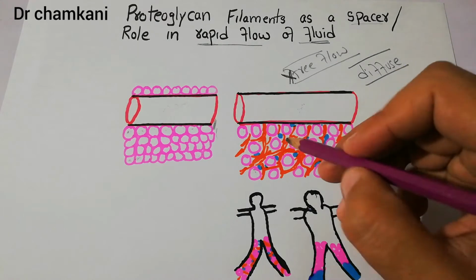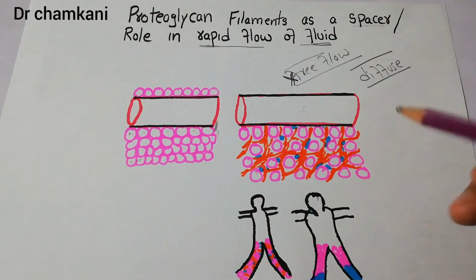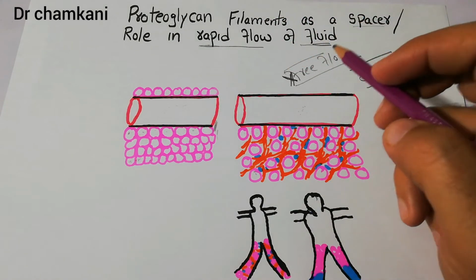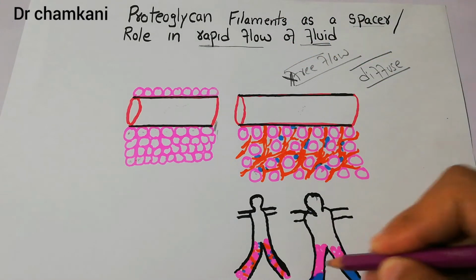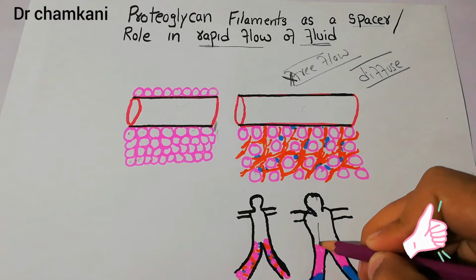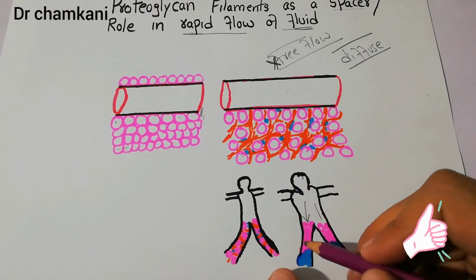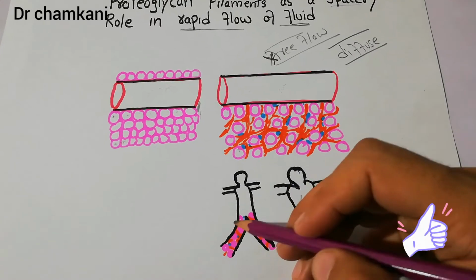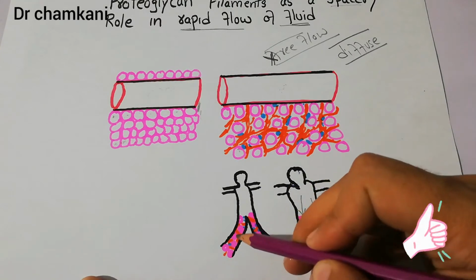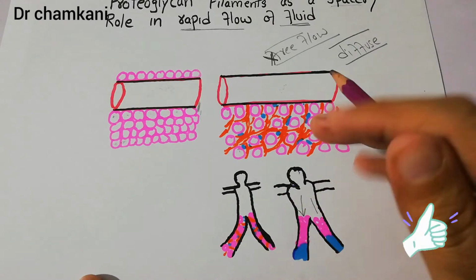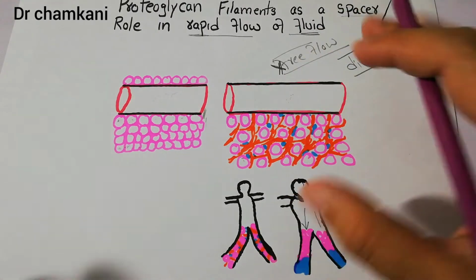Now, suppose there were no proteoglycan filaments and a person stood up, then due to free flow of fluid, all the fluid in the tissues would come down and would cause edema, as in this picture. For example, there are no proteoglycan filaments. Here you can see the pink color is the cells, the orange color is basically the proteoglycan filaments, and the blue color is basically the fluid entrapped in the gel form of interstitium.